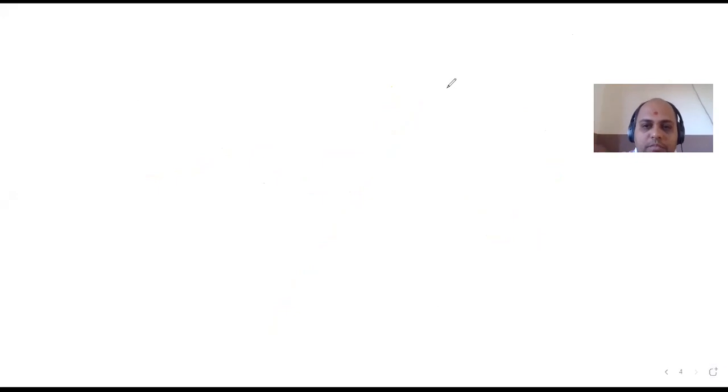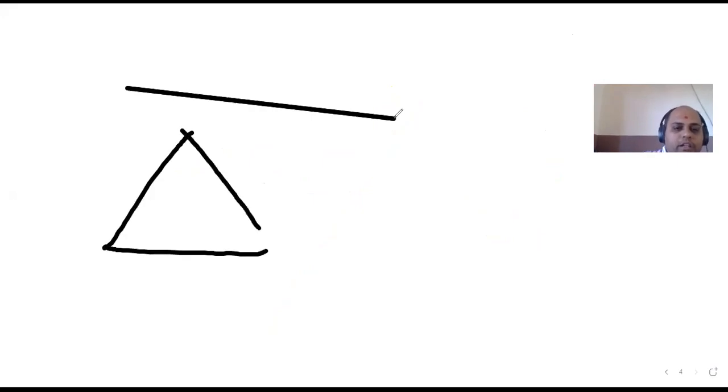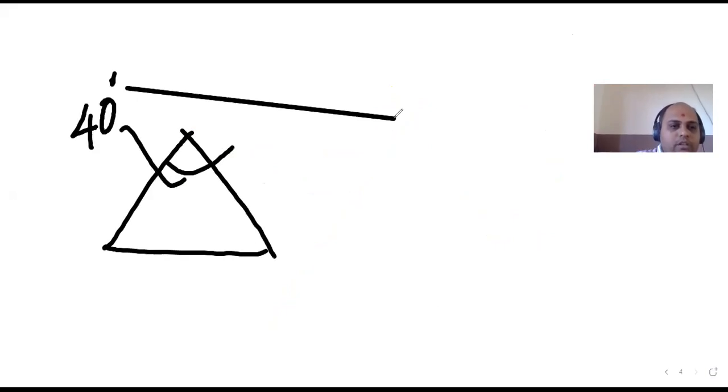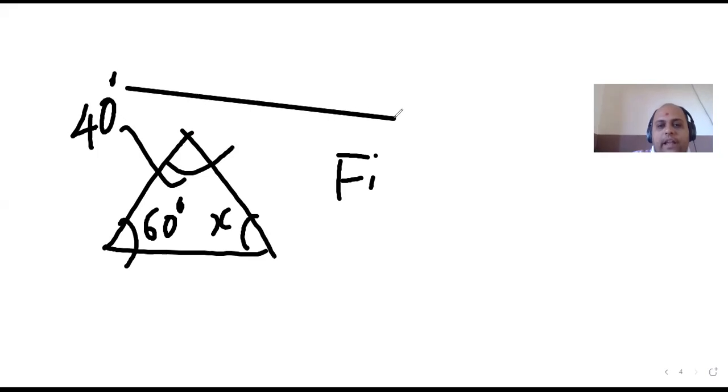Very good. Yes, perfect. All right. Now for a triangle, this angle is 40 degrees. This angle is 60 degrees. This is x. Find angle x. Come on, give me the answer.